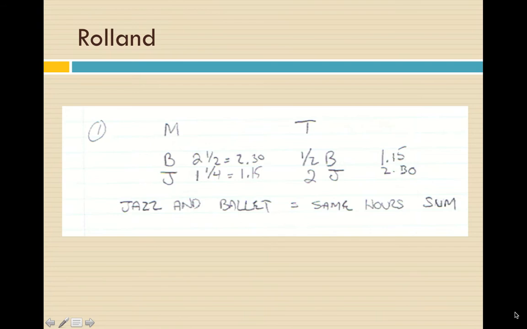My second student, Roland, and now this is an adult student that I used, and this was his answer. 2.5 equals 2:30, and 1 1/4 equals 1:15, 1 hour and 15 minutes. And over here on Tuesday, half the time is 1:15 and twice the amount of time is 2:30. So jazz and ballet equals the same hours sum. So his answer was not as in depth as the 5th grader's answer, but it was still the right answer.